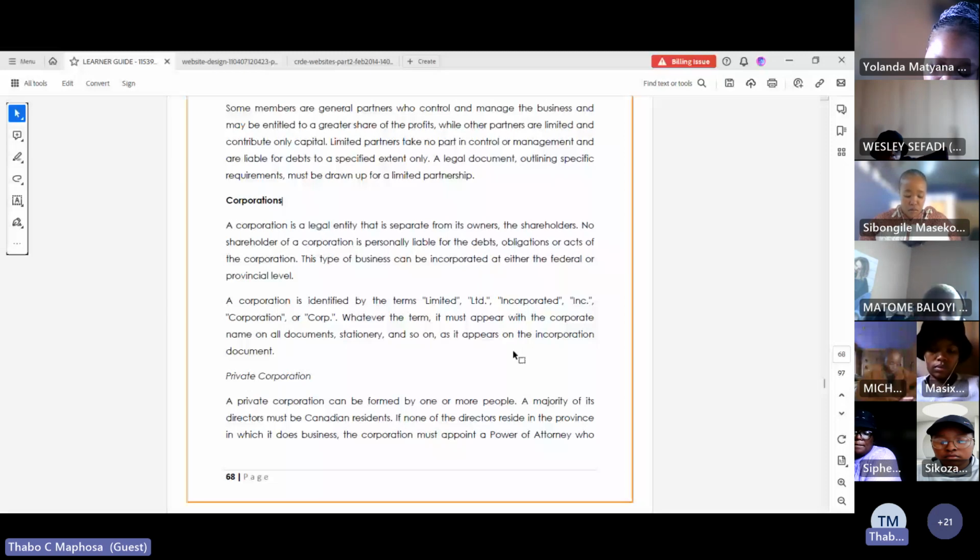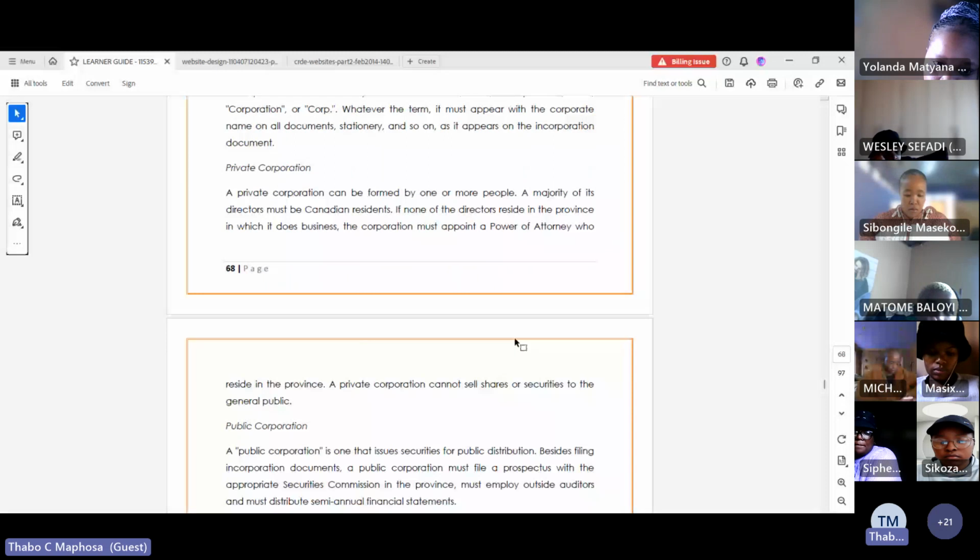And then in these corporations, you've got what they call a private corporation and a public corporation. A private corporation can be formed by one or more people. Hear that? Even one person can form a private corporation. The majority of its directors must be Canadian here, in the Canadian system, but here in South Africa, the majority of the directors or shareholders in any corporation has to be South African.